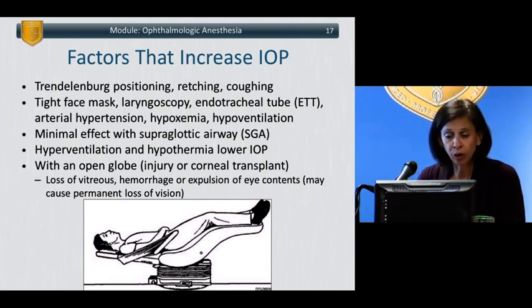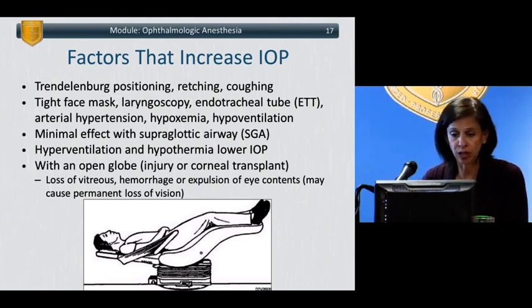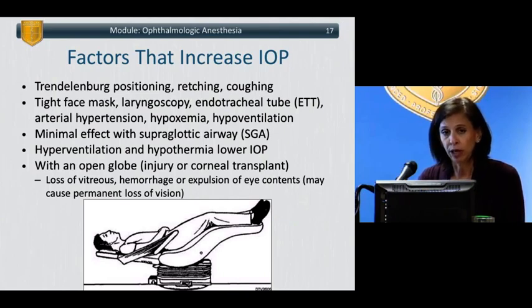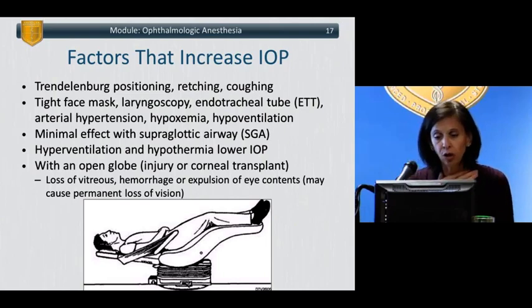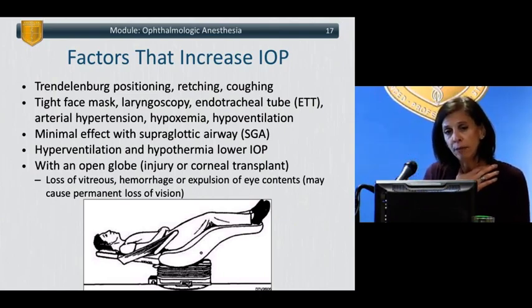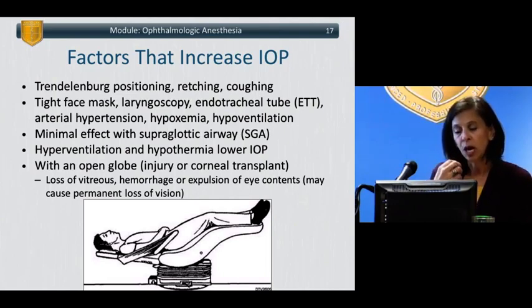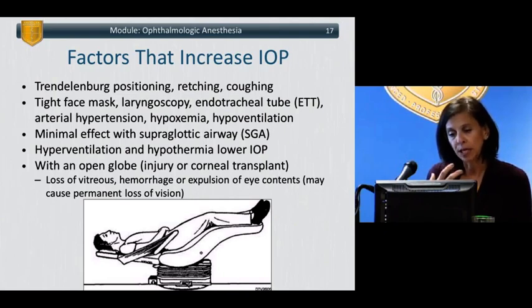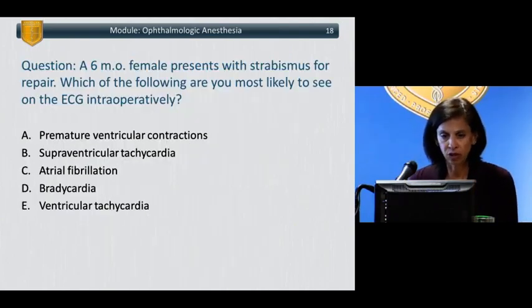If you want to lower intraocular pressure, you do the same things that you do to lower intracerebral pressure. You hyperventilate the patient and you lower their temperature. If you have an open globe, either an injury because you have a needle or a nail through the globe, or a patient who has had a corneal transplant that has not completely healed, any increase in intraocular pressure may cause extrusion of the contents of the eye, the aqueous humor, out of the eye, and if that happens, the patient will have permanent loss of vision. It can also cause just loss of vitreous or hemorrhage, which may impact the vision.